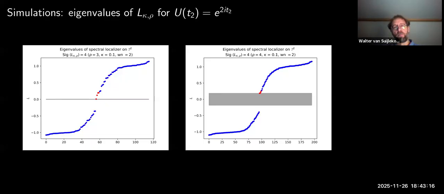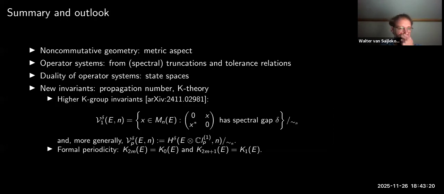Okay, so let's come to some conclusions, maybe some discussion as well. So I started with the metric aspect of noncommutative geometry, looking at some kind of partial information that one may have available. So spectral truncations, tolerance relations coming from this kind of finite resolution in the spatial part. Used a lot of duality to consider state spaces, in particular for the circle.